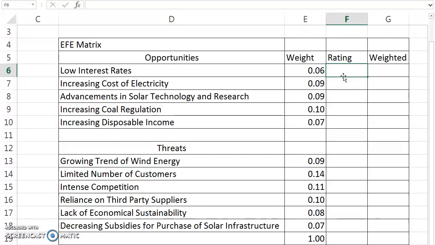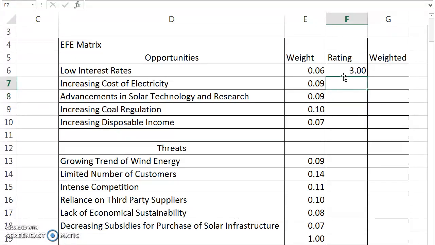If it has acted above average, you're going to give it a 3. If it's below average, you're going to give it a 2. And if the response has been poor, you're going to give it a 1. So with low interest rates, let's just say that they've acted in an above average manner. I'll give it a 3. And the next one, I think I told you use 2 for a below average response. That's an error. Use 2 for an average response.